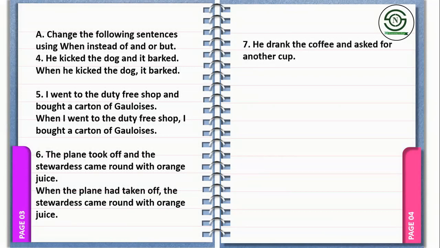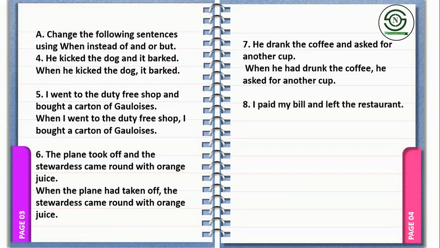Number 7, he drank the coffee and asked for another cup, right? So before he demanded another cup of coffee, he must have completed the first cup of coffee. Therefore, you change the first past event using past perfect tense. When he had drunk, drank, drunk. When he had drunk the coffee, he asked for another cup.